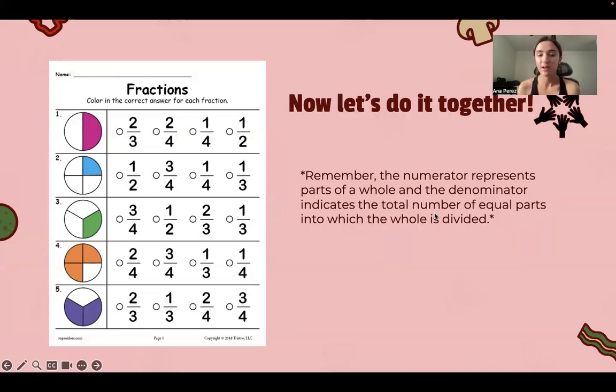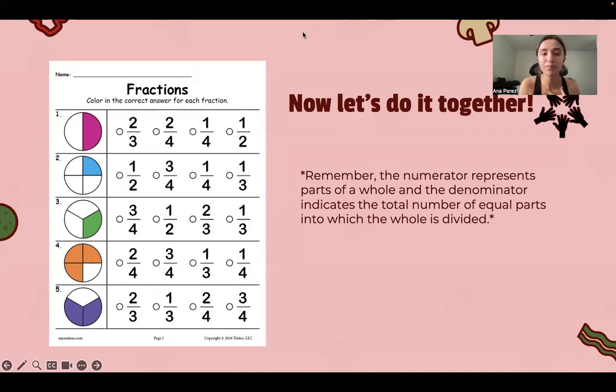Now that Miss Anna taught you guys how to build fractions, we're gonna do it together. You guys don't have this worksheet in front of you. All I want you guys to do is to look at the board and help me answer the problem, okay? For each problem, we're going to color in the correct answer for each fraction. And remember, the numerator represents what? Parts of a whole, and the denominator represents the total number of equal parts, the whole thing, right? That the whole is divided into.